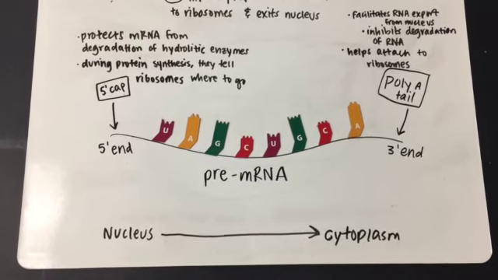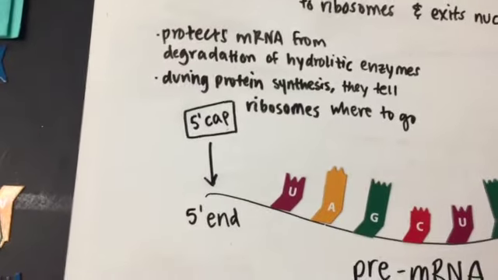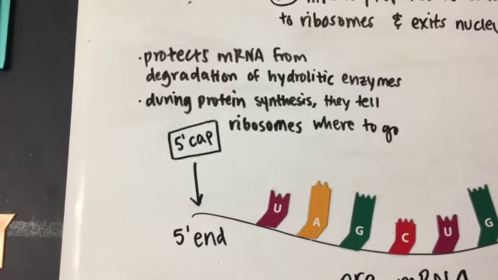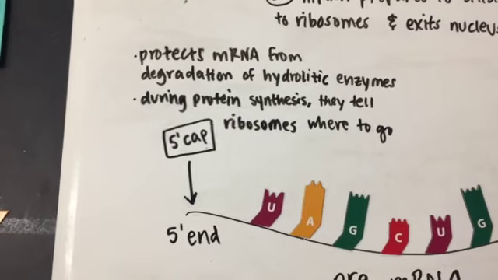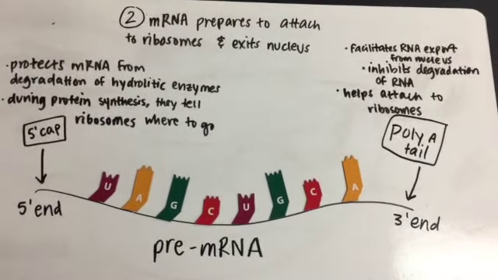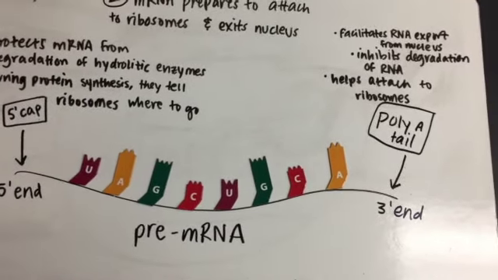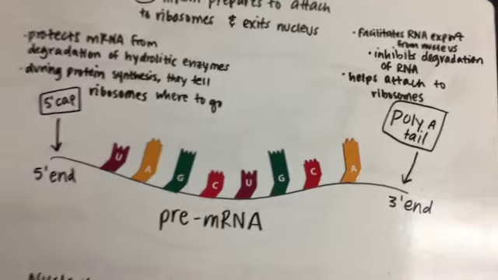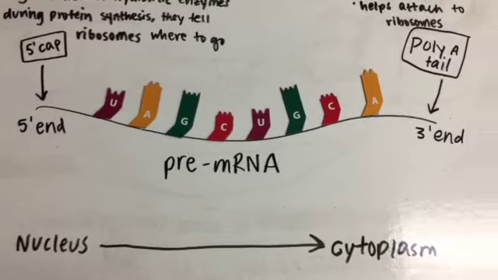After the RNA synthesis on a DNA template and before the mRNA leaves the nucleus, first a 5' cap is formed to protect the RNA from degradation by hydrolytic enzymes, and during protein synthesis they are also used to tell ribosomes where to go. So after that, there's a poly A tail that attaches onto the 3' end, and the poly A tail facilitates RNA export from the nucleus. It inhibits the degradation of RNA in the cytoplasm, and it helps RNA attach to ribosomes. And after that, the RNA moves from the nucleus to the cytoplasm.